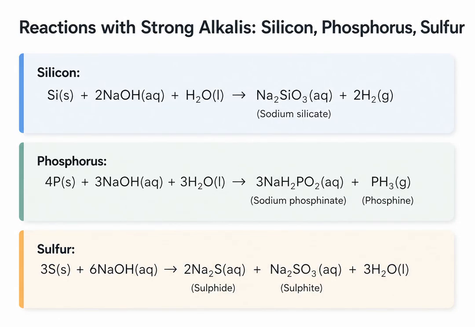Nonmetals also react with hot, concentrated alkalis to form oxoanions. Silicon reacts to form sodium silicate and hydrogen gas. White phosphorus reacts to produce sodium phosphonate alongside phosphine gas. Sulfur undergoes a disproportionation reaction in sodium hydroxide, forming a mixture of sodium sulfide and sodium sulfite along with water.